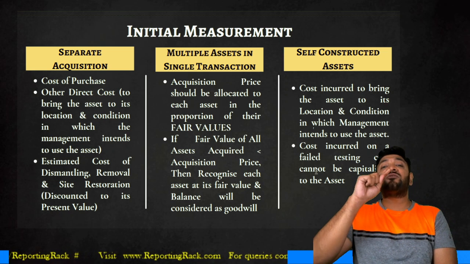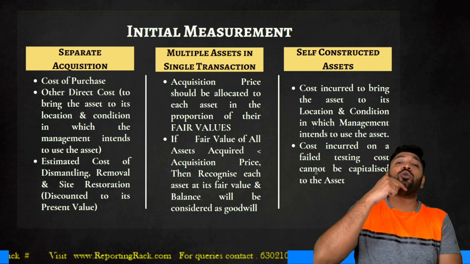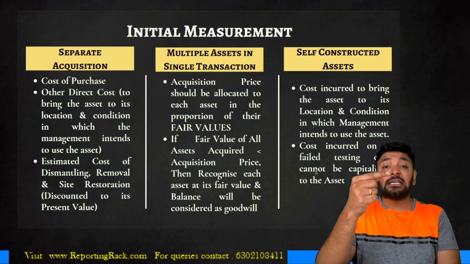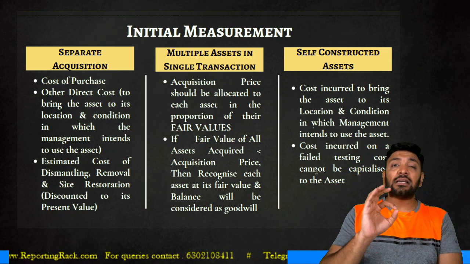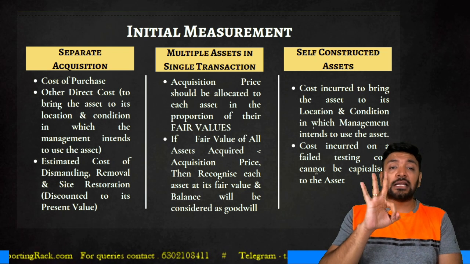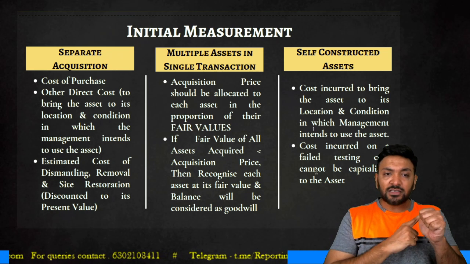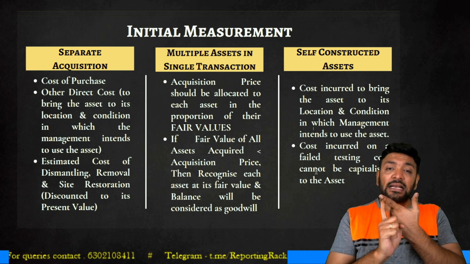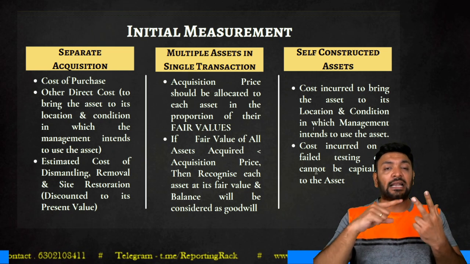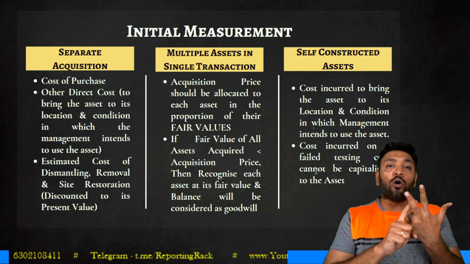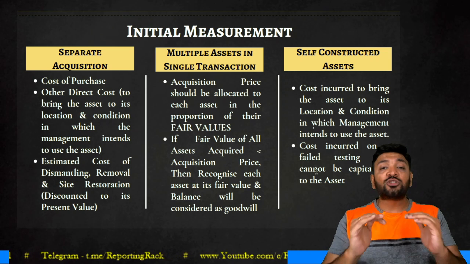That means instead of charging it to P&L in the year in which I incur the dismantling cost, I'm including it in cost today and I'm charging depreciation over the useful life of the asset. These are the three inclusions in the cost of the asset when you have acquired the asset separately: cost of purchase, other direct cost to bring the asset to the current location and condition in which the management intends to use the asset, and third, present value of future cost of dismantling the asset, removing the asset and restoration of the site.